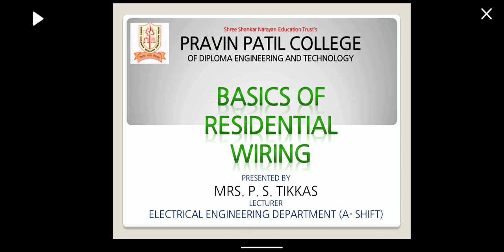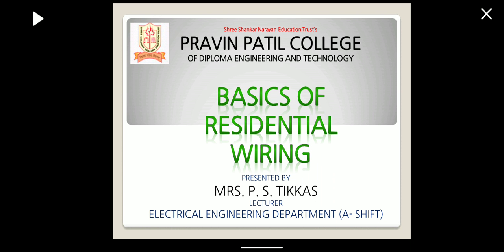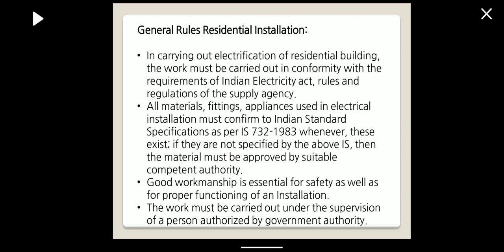Now in this chapter, the first topic is basics of residential wiring. So what are the basics? Basics are very important to draw the installation plan and all. So first learn the basics of residential wiring. The first one is general rules for the residential installation. So what are the rules to draw the installation plan and do the installation properly? Some general rules should be followed.